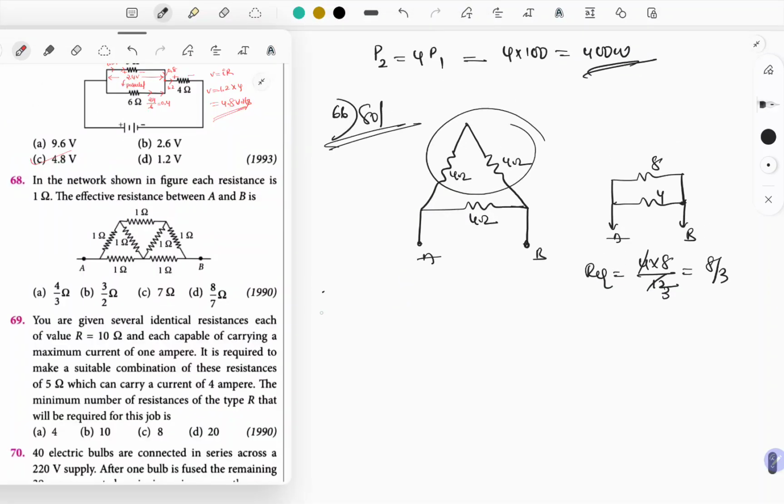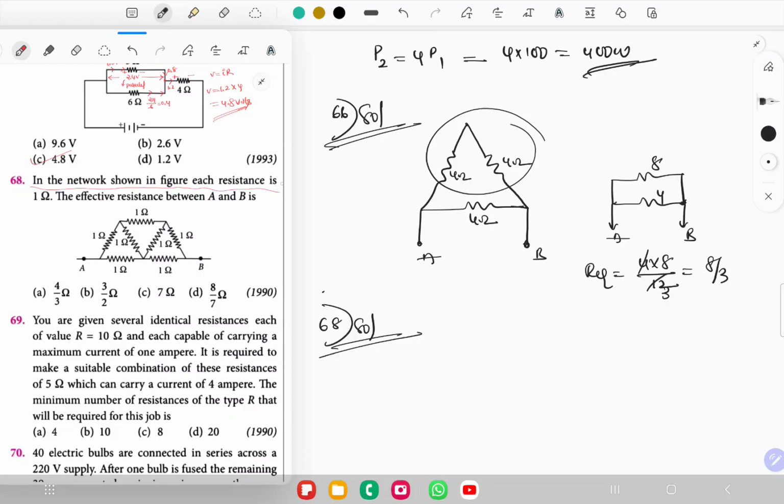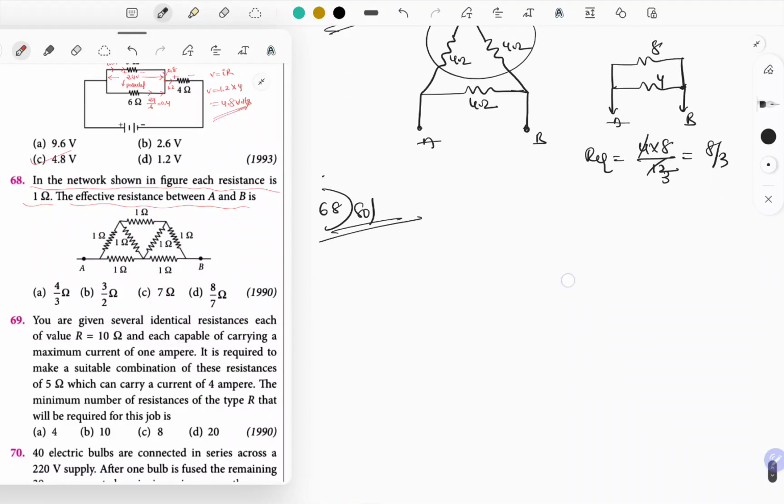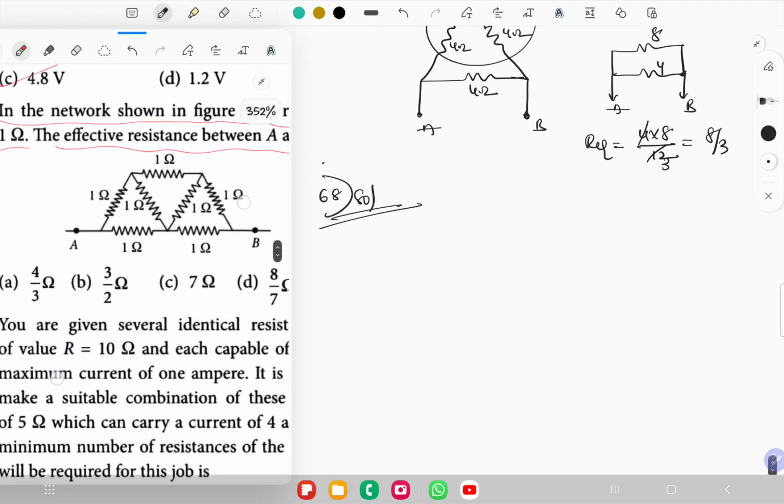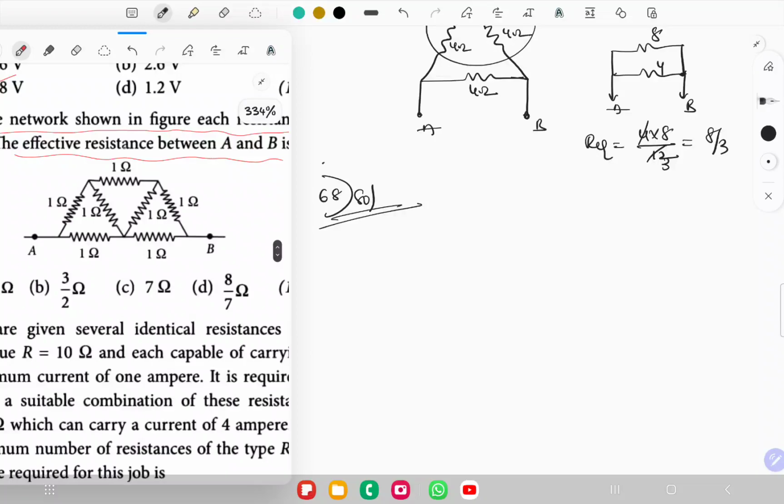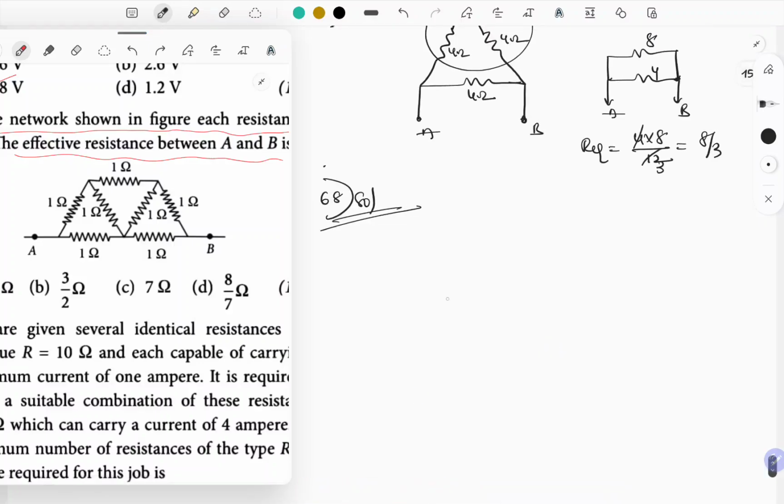Let's solve the next question, 68. In the network shown in the figure, each resistance is 1 ohm. The effective resistance between A and B. This is a different type of network. Just observe here. If you draw a line here, due to symmetry, the left side part of the circuit and the right side part of the circuit are similar, right? If you come across this kind of network, you can just replace the joint here.